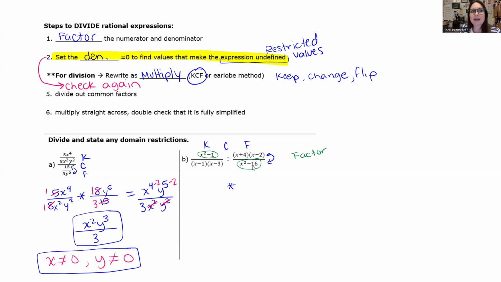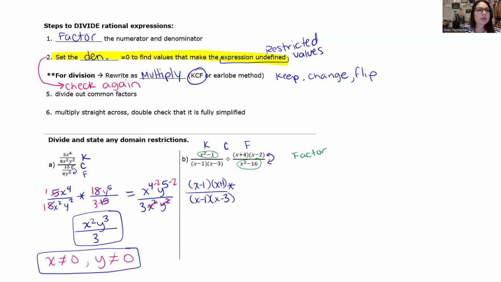Like this one, x squared minus 16 turns into x plus 4 and x minus 4. This is one that most people overlook. So x squared minus 1 turns into x plus 1, x minus 1. So I have to factor first as I rewrite. So I keep the first fraction the same, although I'm going to factor it. And difference of perfect squares says that x squared minus 1 is going to turn into x minus 1, x plus 1.